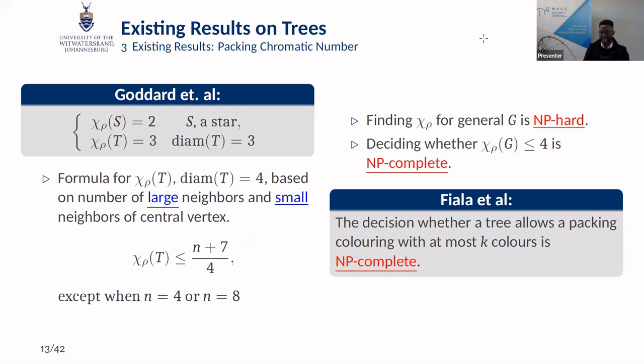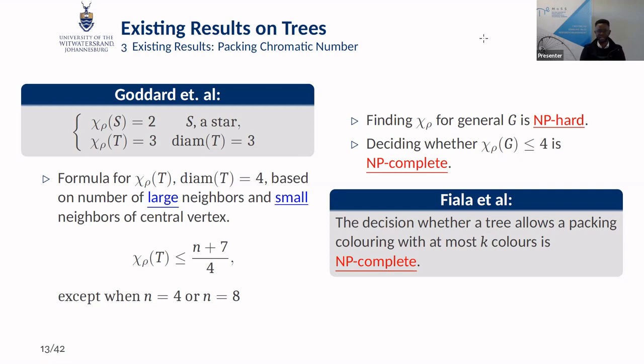So Goddard et al., when they started working on this, looked at the packing chromatic number of paths, of trees, of infinite vertices. And they were looking at it in terms of the diameter. They showed that if you have a tree that has diameter 2, those kind of trees we call stars, then the packing chromatic number will be 2. Those trees that have diameter 3, then the packing chromatic number will be 3 as well. But for those trees whose diameter is 4, they tried to establish a formula for the packing chromatic number based on the number of large neighbors and small neighbors of the central vertices.